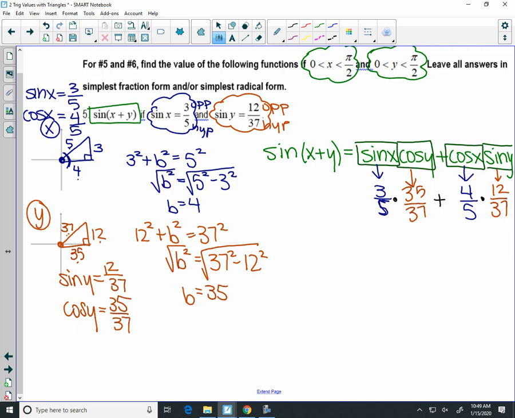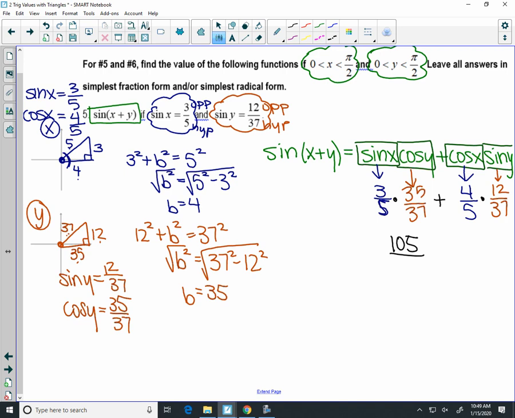So, you always get a common denominator with these, which I think is lovely. It's kind of one of my checks. So before I add, I should have a common denominator. 3 times 35 is 105.